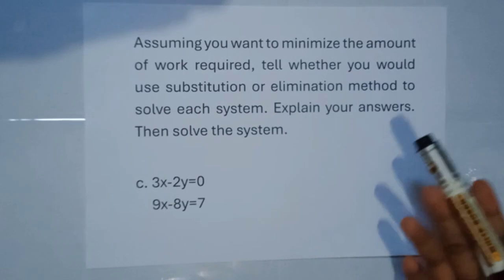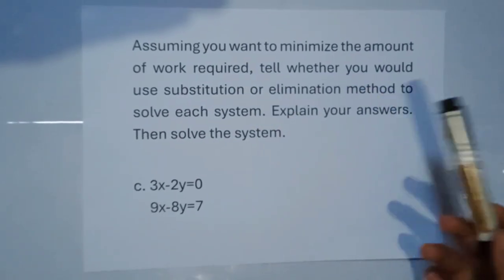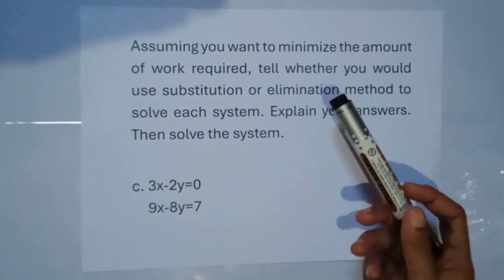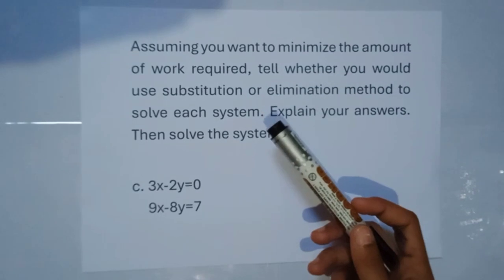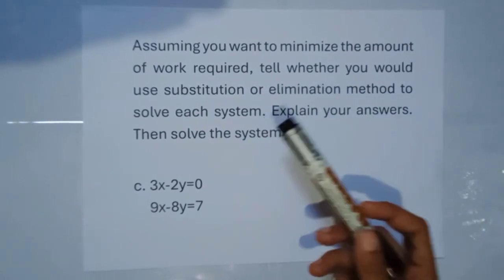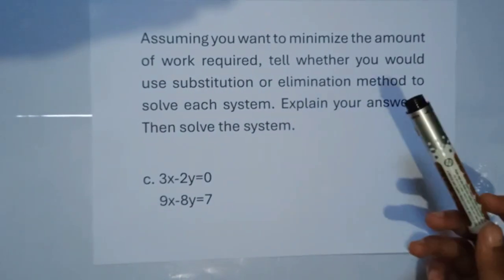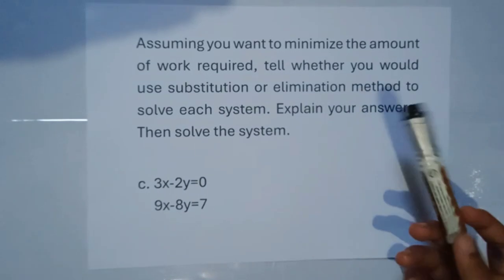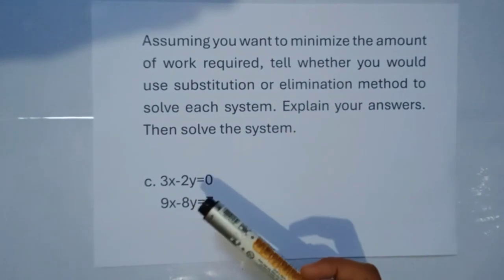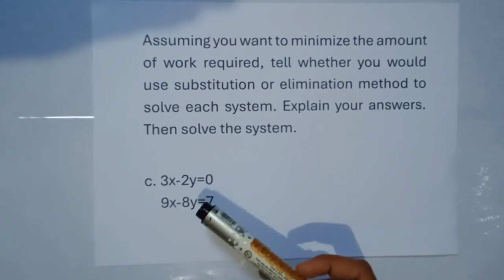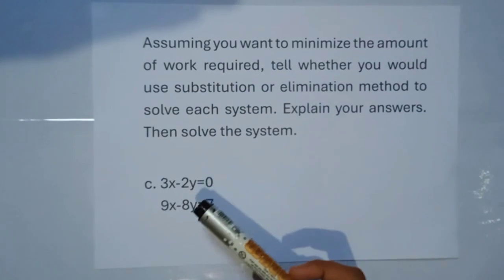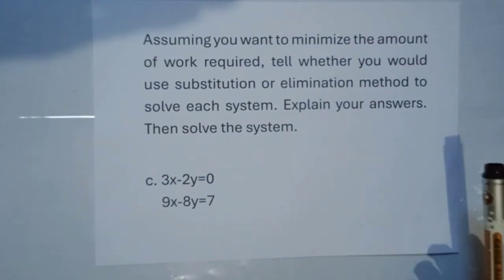In the fourth problem, assuming you want to minimize the amount of work required, tell whether you would use substitution or elimination method to solve each system. Explain your answers, then solve the system. So I choose the letter C, which is 3x minus 2y is equals to 0 and 9x minus 8y is equals to 7.